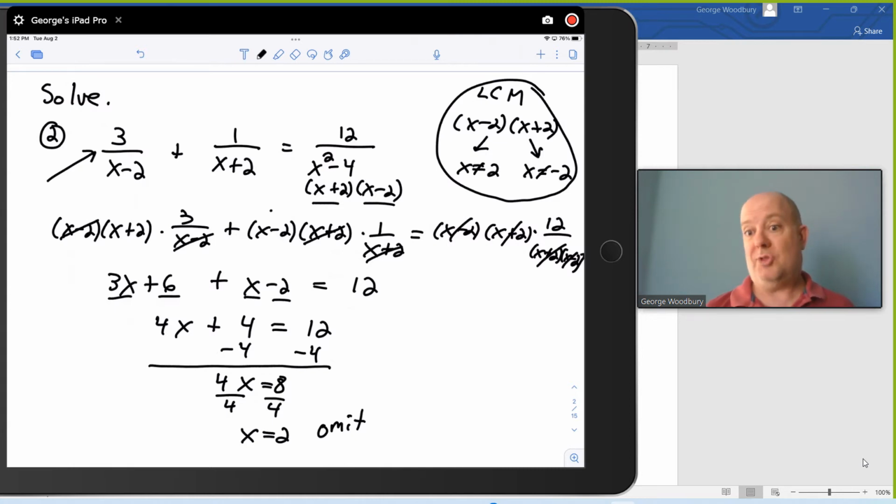That's not a solution. So the only potential solution I had was x equals 2. I've thrown that one out. That means that this equation has no solutions.